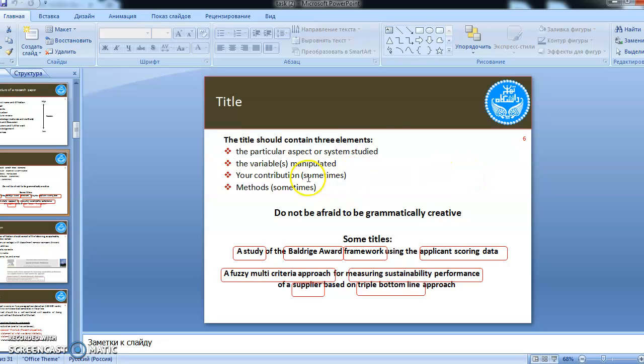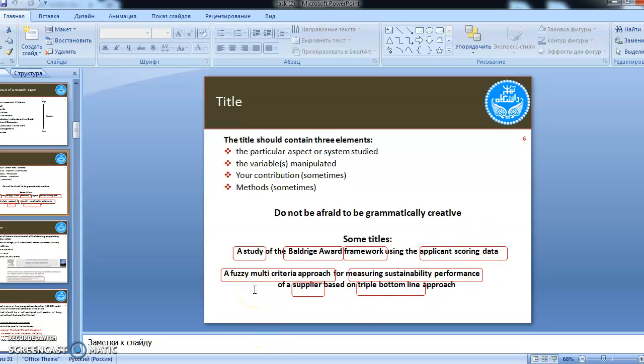What is the title of the research paper? The title should contain three main elements: the particular aspect or system studied, the variable manipulated, and your contribution and methods. And the title must be informative and very clear and specific. In the title, you should give the specific point of your research paper. So here are some titles: a study of the Baldrige Award framework using the applicant scoring data. You see, there is given the exact little point, applicant scoring data, used in their study. You see, that exact simple point is taken in the title.